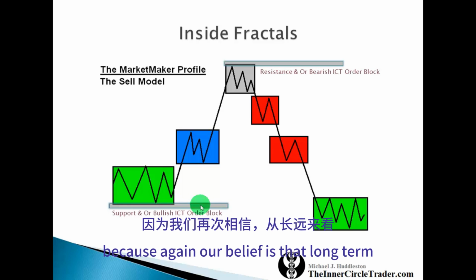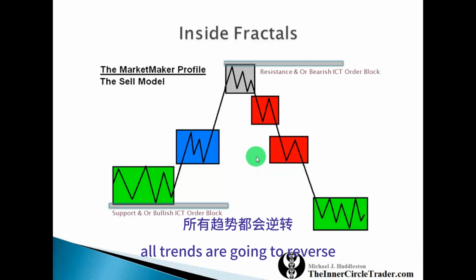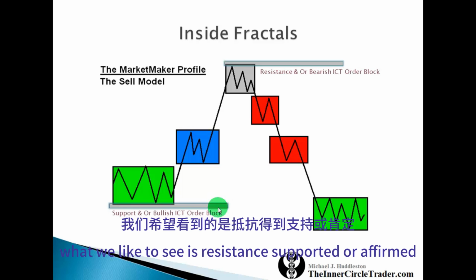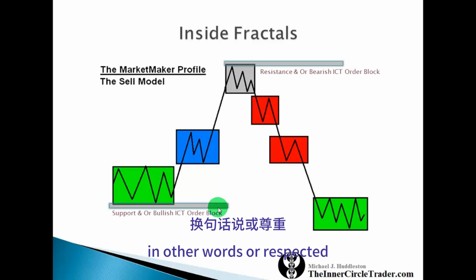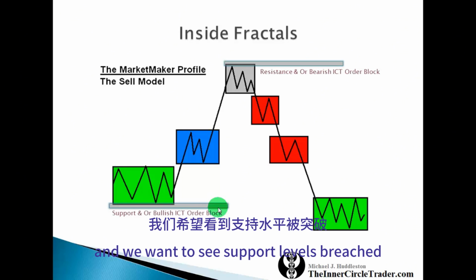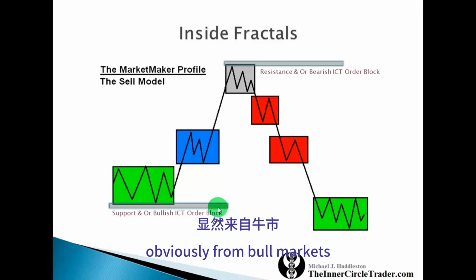Because again, our belief is that long-term macro trends continue more times than they reverse. So yes, eventually all trends are going to reverse, and there's going to be bounces along those trends, but ultimately, in a downtrend, what we like to see is resistance supported or affirmed, in other words, respected. Resistance is confirmed by seeing rejection lower in price action, and we want to see support levels breached. That's what we want to see in downtrends. And the reverse is said, obviously, for bull markets.